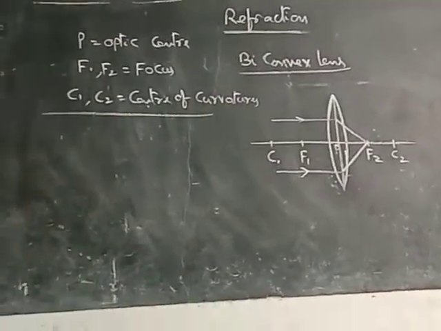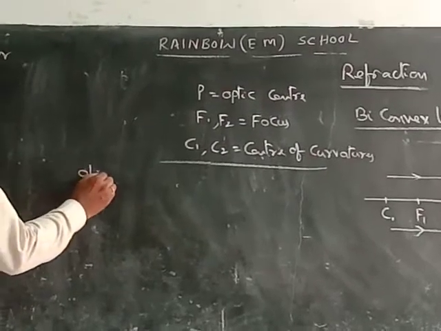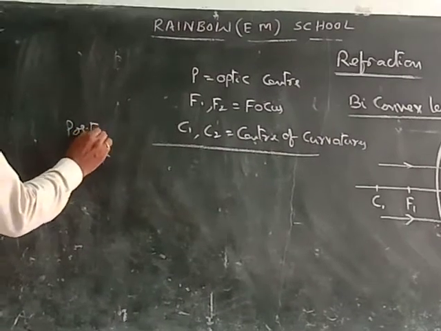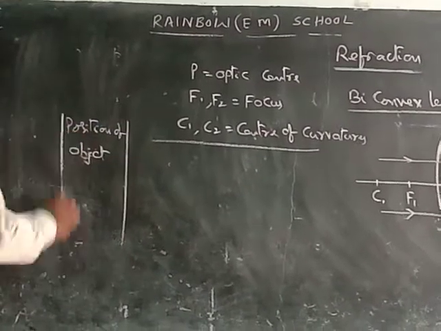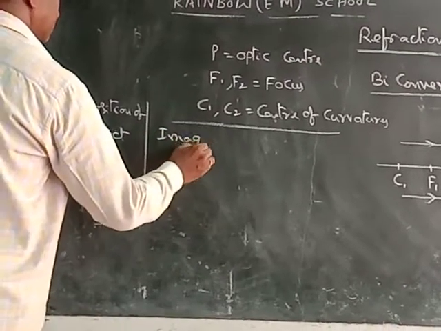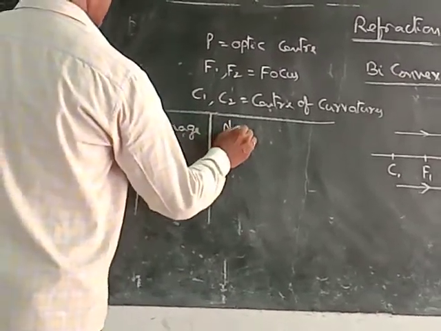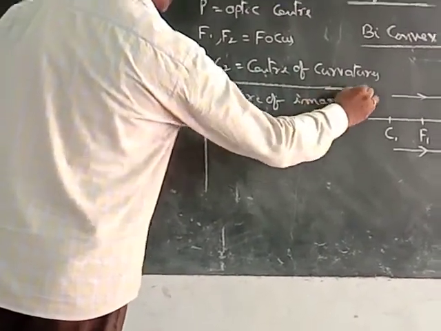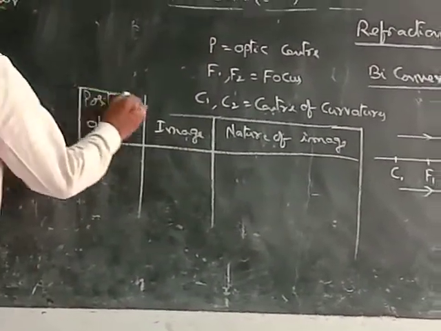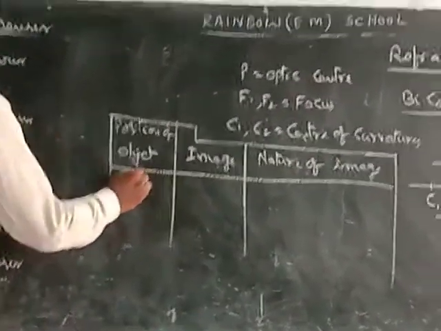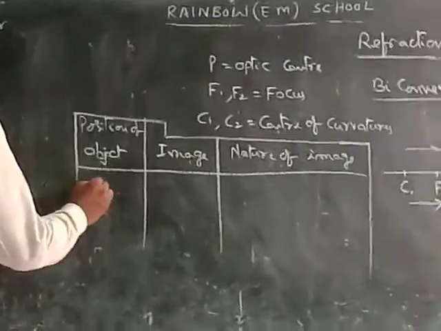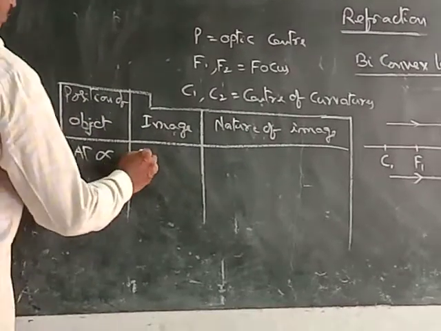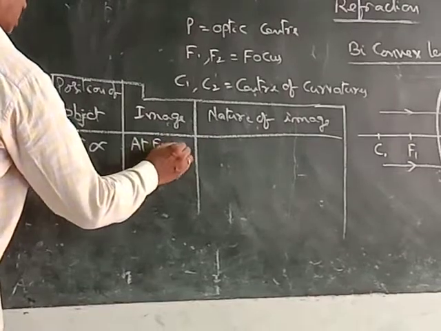So, object, position of object, image, nature of image. Here first one is position of object. Position of object is at infinity. Object is at infinity, image is formed at either F1 or F2.